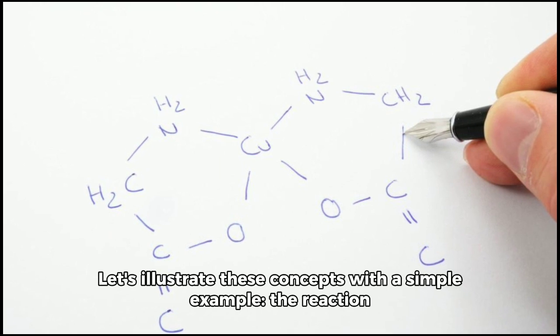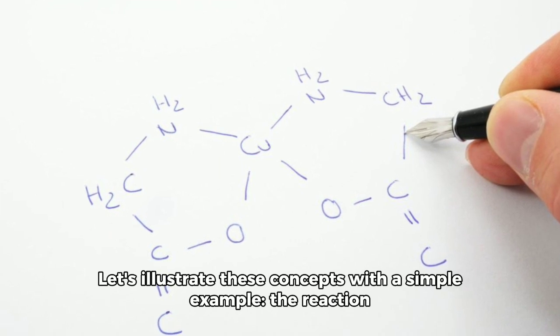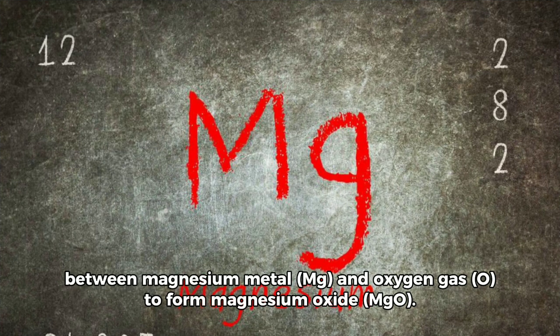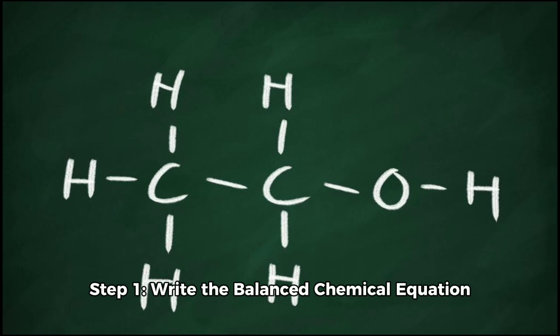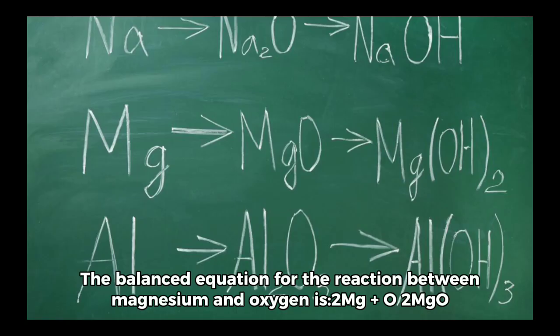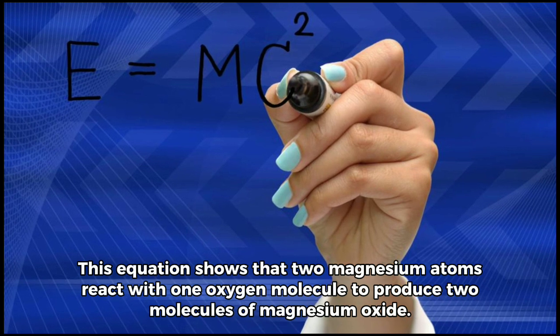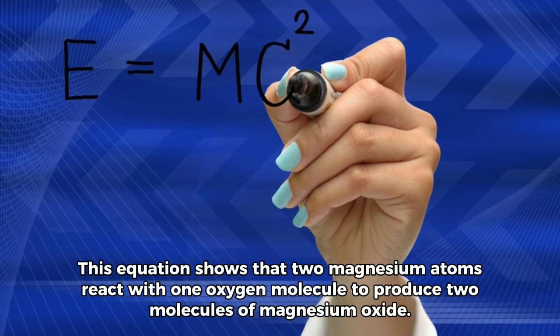Let's illustrate these concepts with a simple example, the reaction between magnesium metal (Mg) and oxygen gas (O2) to form magnesium oxide. Step 1. Write the balanced chemical equation. The balanced equation for the reaction between magnesium and oxygen is 2Mg + O2 → 2MgO. This equation shows that two magnesium atoms react with one oxygen molecule to produce 2 molecules of magnesium oxide.